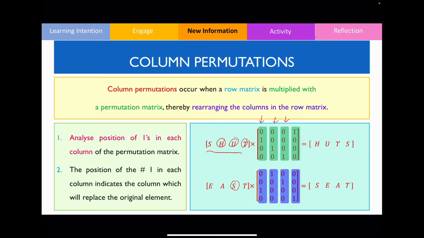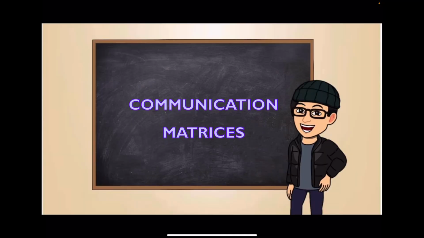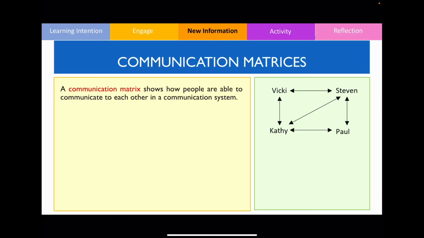Let's now look at another type of binary matrix. So we're now going to be unpacking communication matrices. A communication matrix shows how many people are able to directly communicate with each other in a communication system or in a friendship circle. When you're constructing a communication matrix, you tend to represent the rows as the people who send the message, and the columns represent the people who therefore receive the message.